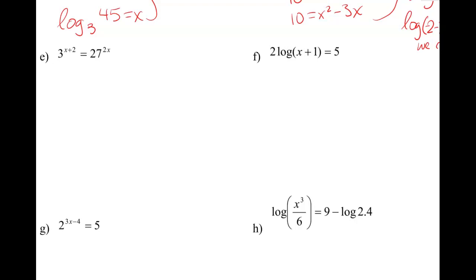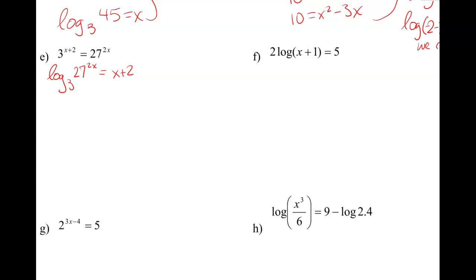Alright, in the next one, I've already got the stuff with an exponent completely by itself. So I'm going to take the log of both sides. So then I would get log base 3 of 27 to the 2x is equal to just x plus 2.